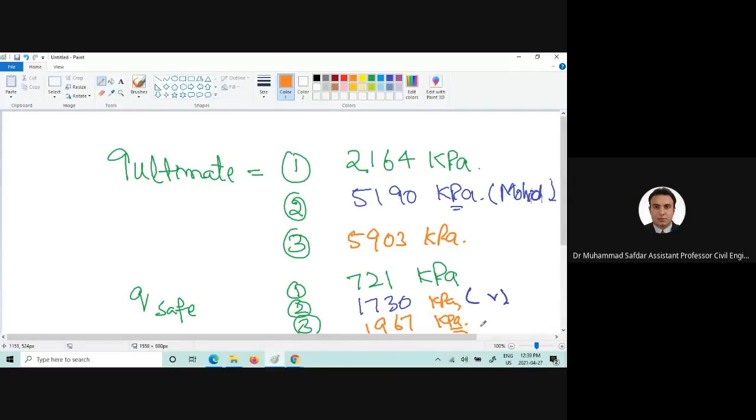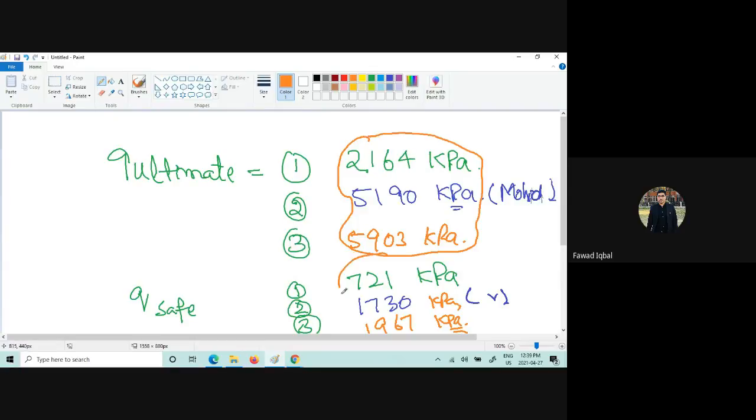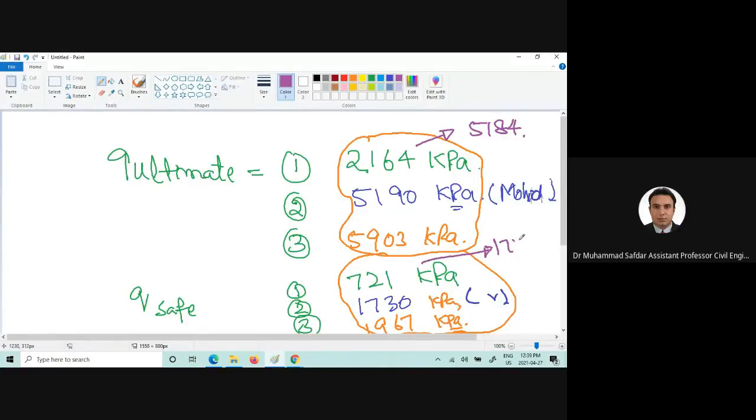Okay, huge variation. Sir, I am getting Q ultimate as 5467.82, and when I divide by 3 it gives 1822. Okay, Wasim, do you want to revise your value, please? These are too low. 5184 has come, sir. Okay, good. Now how about the Q safe? 1728 comes, sir.